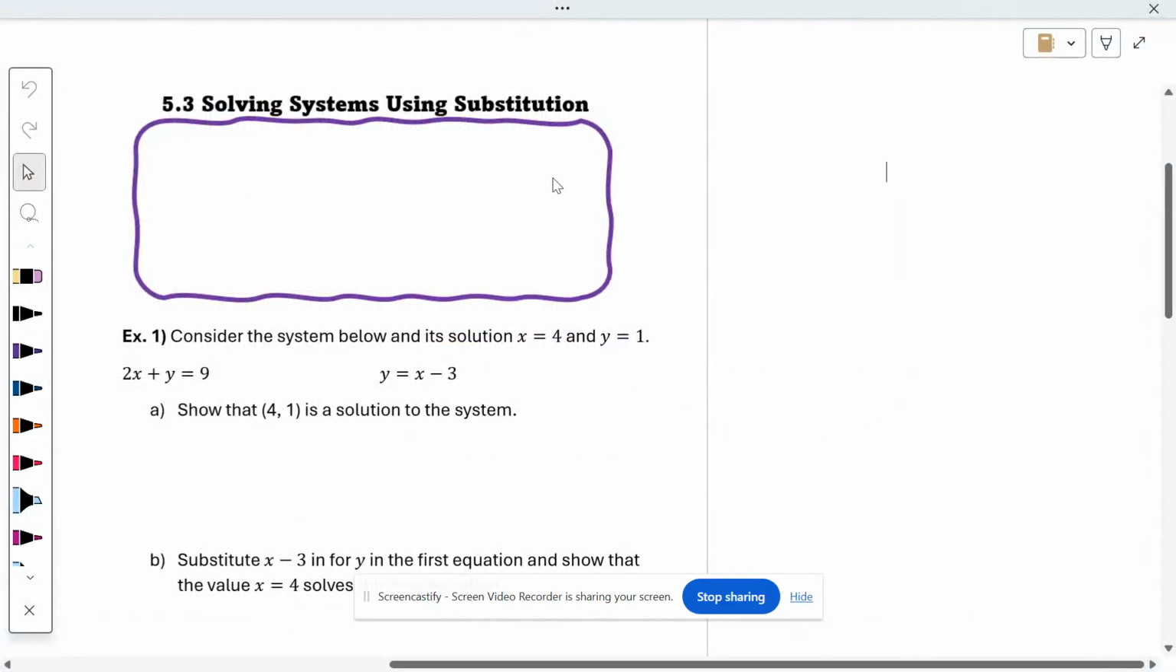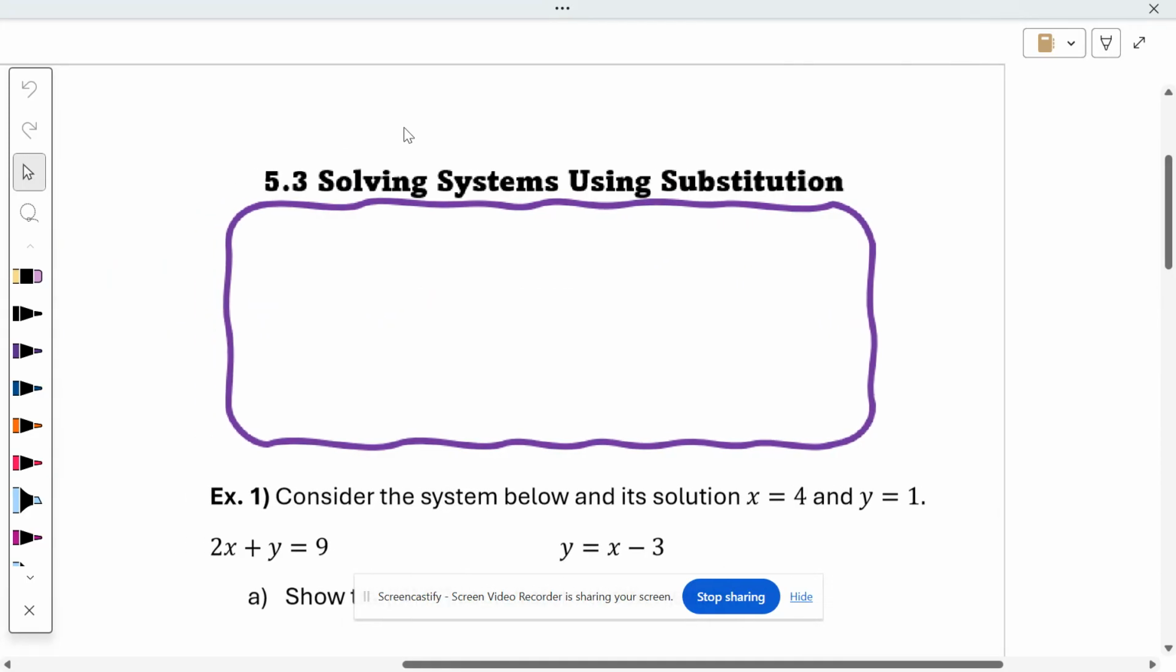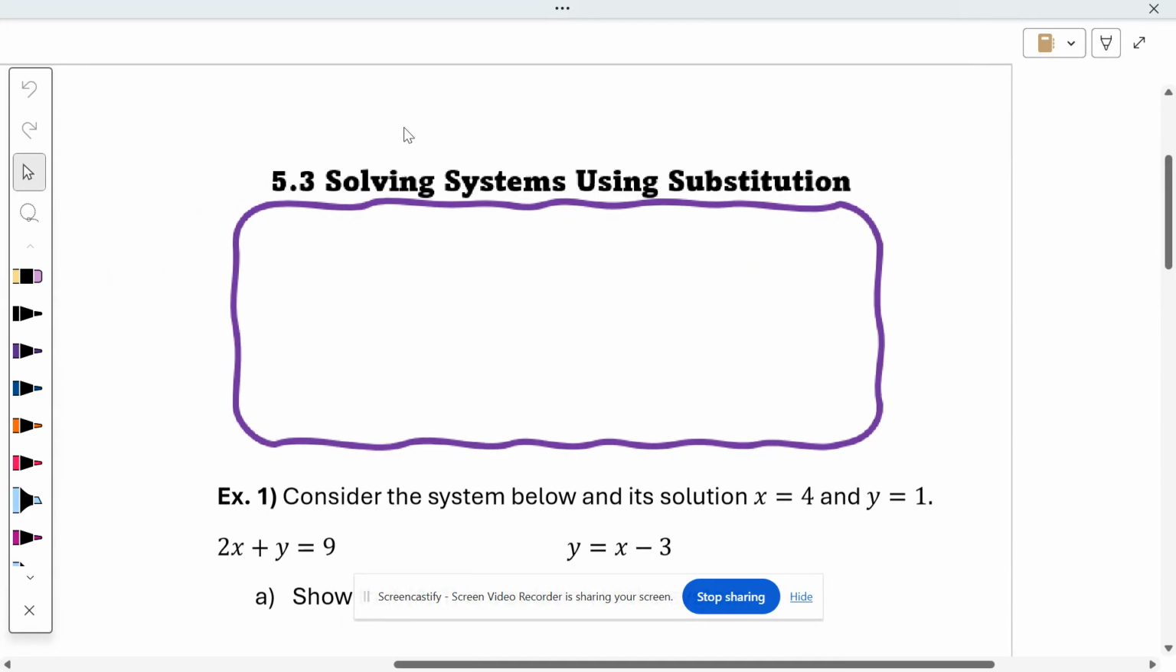So today's lesson, lesson 5.3, I can solve systems using substitution. Now remember, this is just an extension of what I went through with you on Friday. So let's start off with the I can statement.